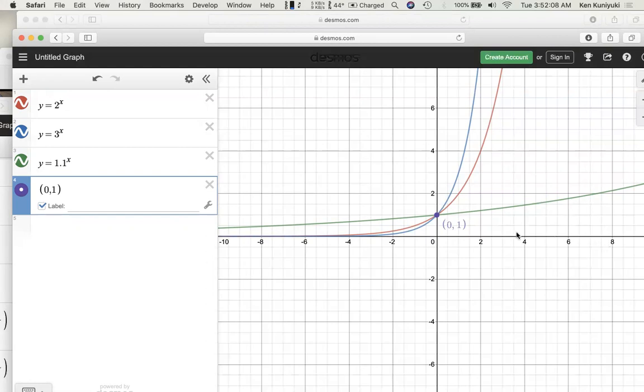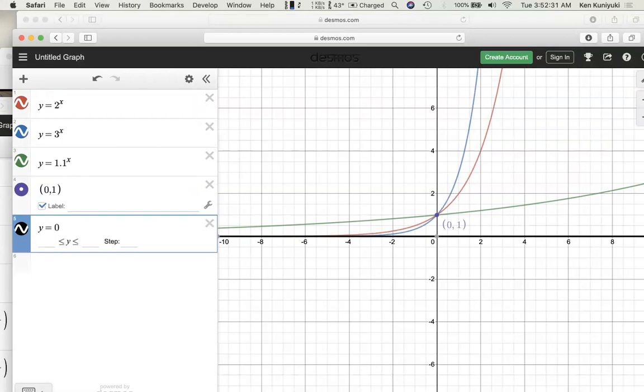What about x-intercepts? Well, turns out there are no x-intercepts. Now, you might be confused about what's going on here. Let me assure you, these graphs are not touching the x-axis. They get very close, but they're not touching. For example, 2 to the negative 10th is very tiny, but it's not quite 0. In fact, on the x-axis, we have a horizontal asymptote, an HA, at y equals 0.